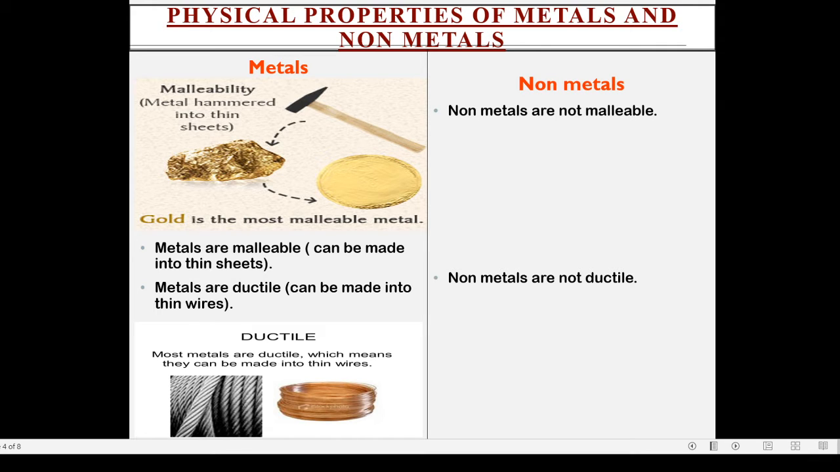Next, metals are also ductile. This is also a very specific property you can see in metals, where the metal is drawn into thin wires. On the other hand, non-metals are not ductile. You cannot draw them into thin wires.